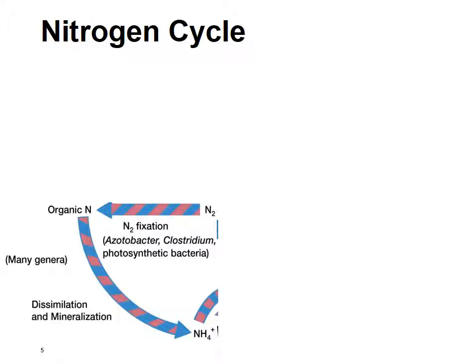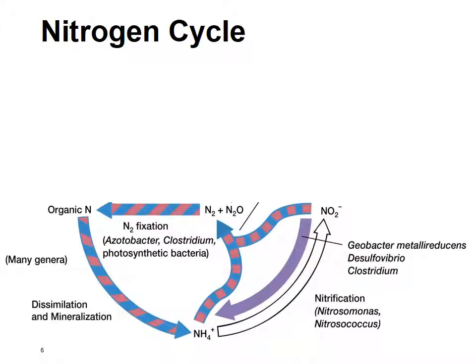continues with the degradation of these molecules into ammonium ions, which you can see at the bottom of this cycle, NH4+. Now, one important fate of the ammonium ion is its conversion to nitrate, NO3-. And that's not quite shown yet, but this is a process called nitrification.